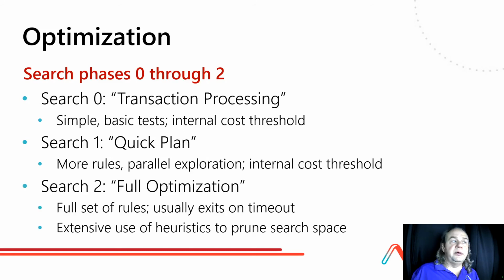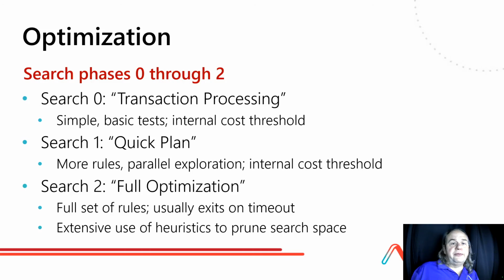And then finally, it will go into search phase 2, full optimization. And full optimization has at its disposal all of the transformation rules that are available within SQL Server. The transformation rules change the query tree from one shape to another, equivalent. And it can operate not only on the entire query tree, but on subsections of the query tree. And so as it comes up with these alternative equal plans and does physical costing, it will eventually come up with these different plans that have different costs.